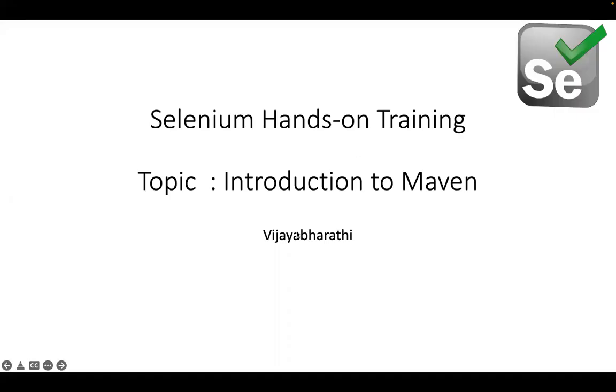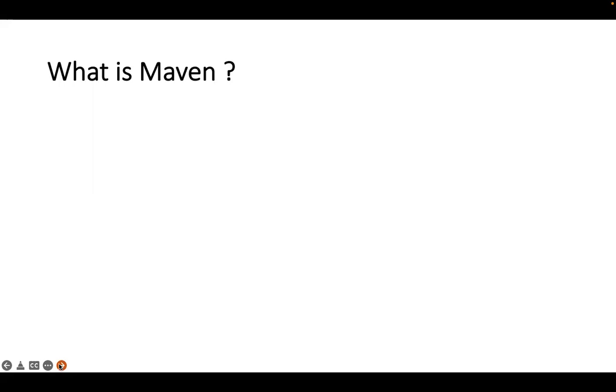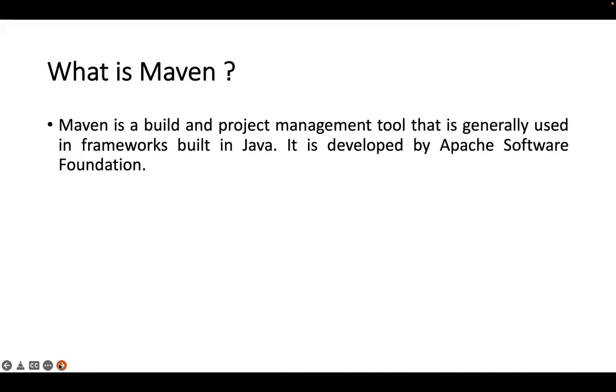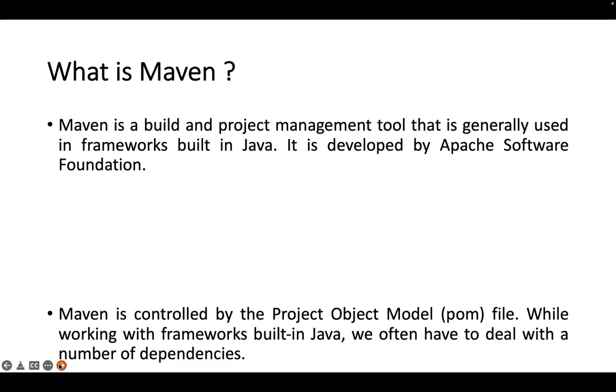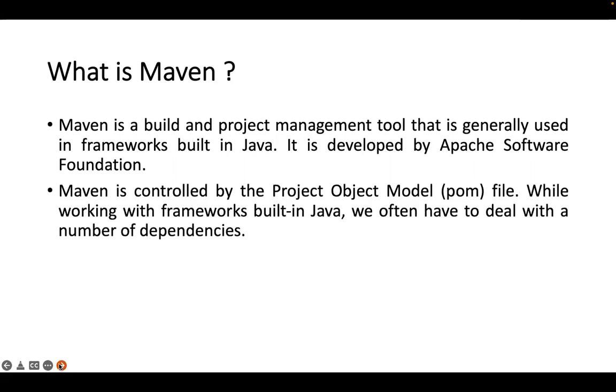Hello everyone. In this video, I'm going to explain about Maven. So let's see what is Maven. Maven is a build and project management tool that's generally used in frameworks that are built in Java. It's developed by Apache Software Foundation and it's an open source tool. Maven is controlled by a project object model file. We usually call it a POM file.